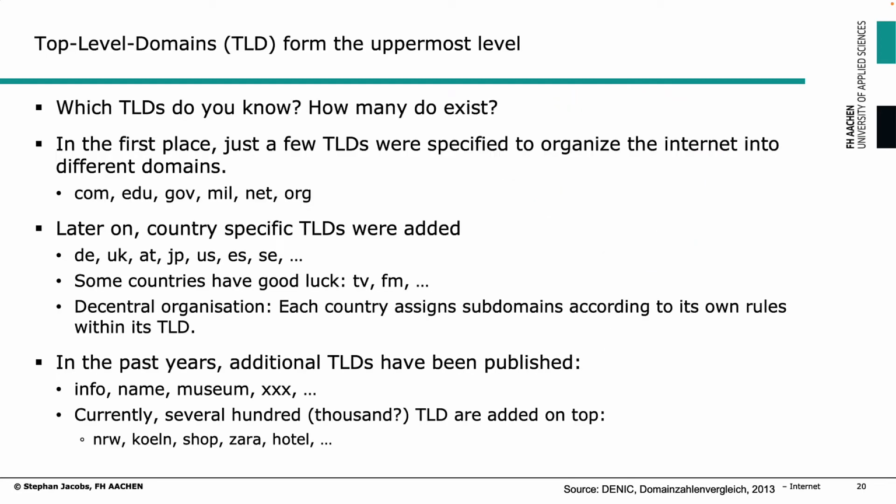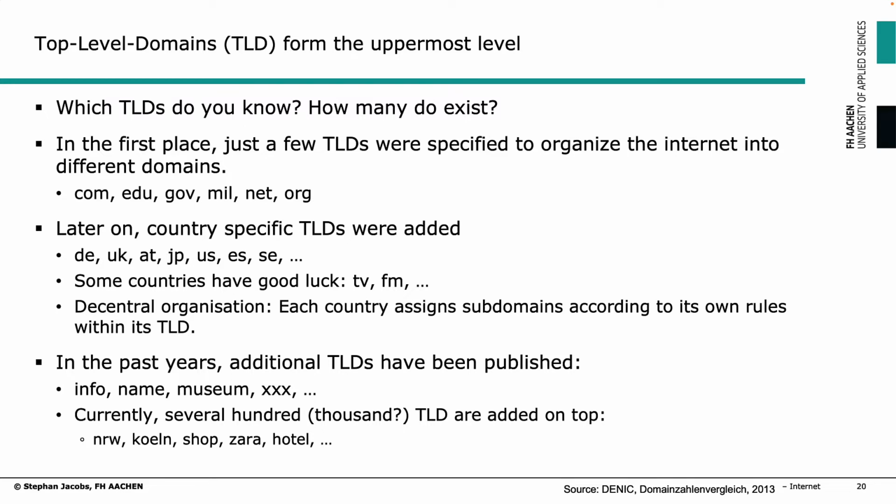So what kind of top-level domains do exist? How many do you know? At the very beginning, there were just a few top-level domains, which are called the general top-level domains, like .com, .edu, .gov, and so on.